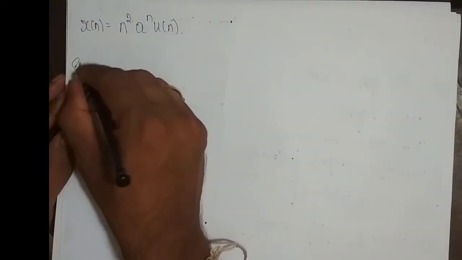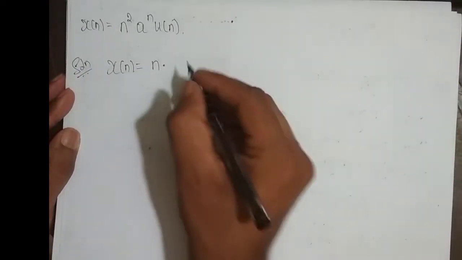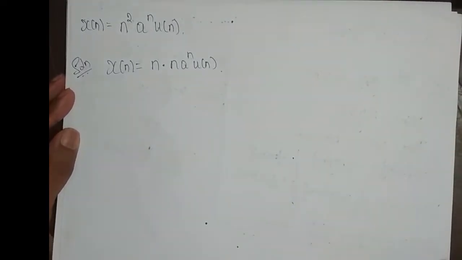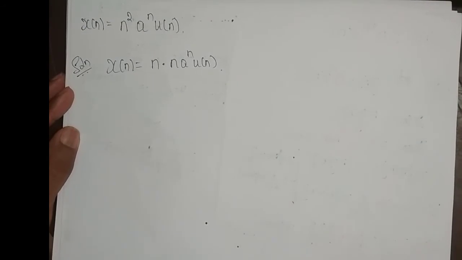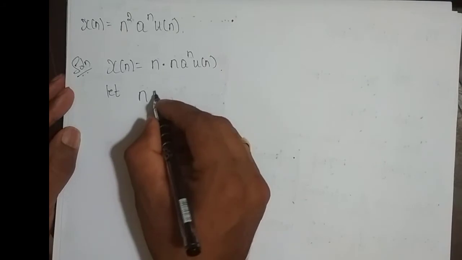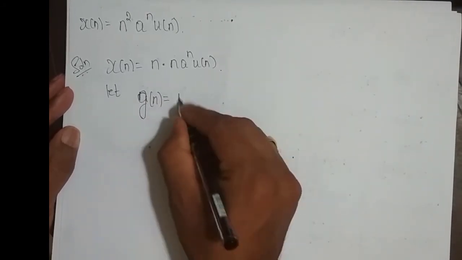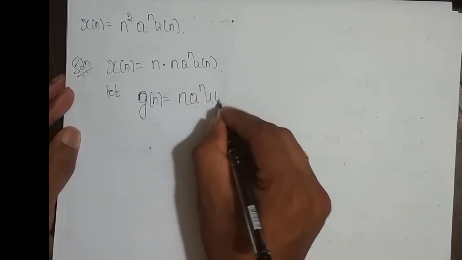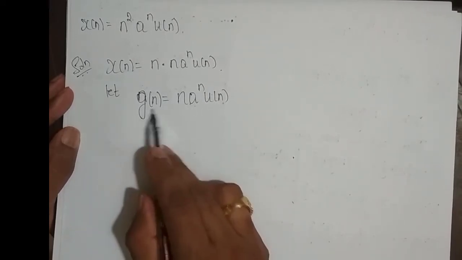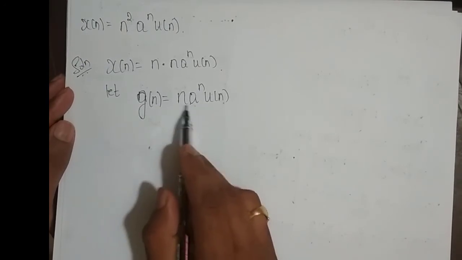Okay, solution. So I can write this sequence as x of n is equal to n times a power n u of n. Let g of n be equal to n times a power n u of n. Since I'm calling n times a power n u of n as g of n, you should know its Z transform.